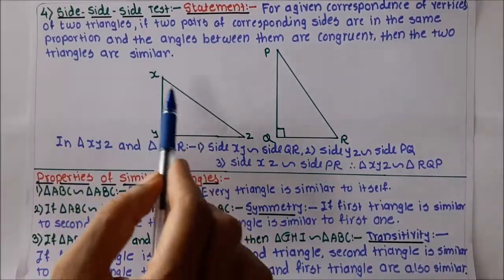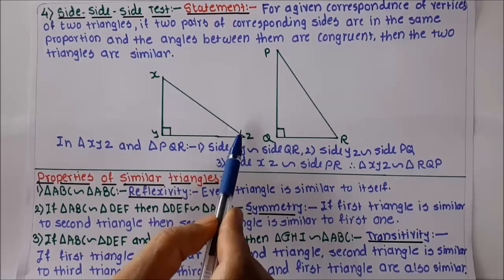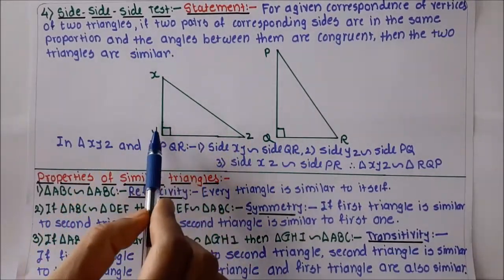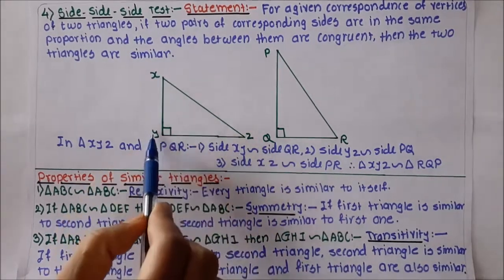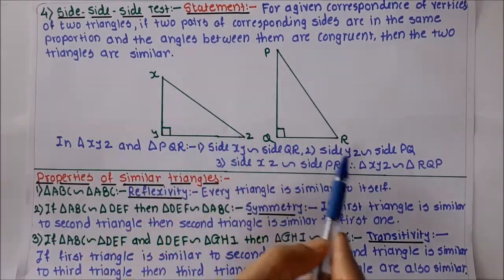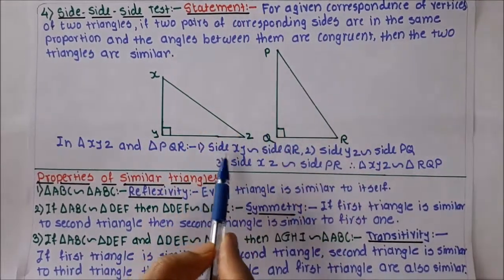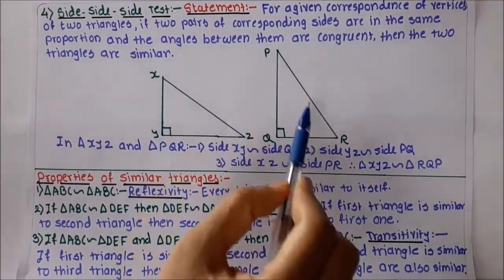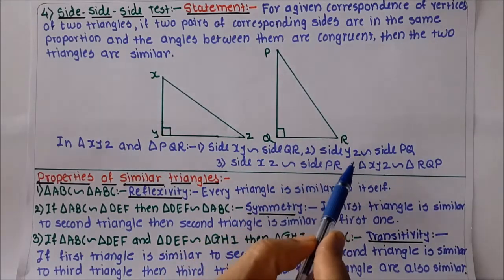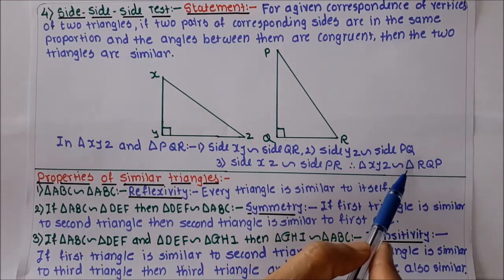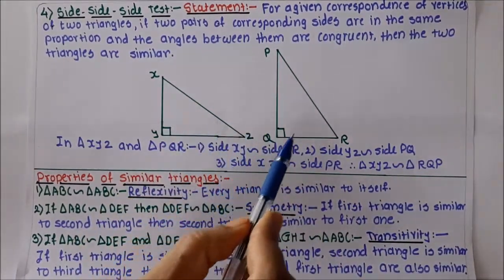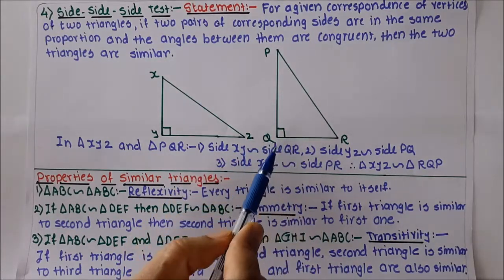Once again, I have drawn two triangles here, triangle XYZ and triangle PQR. You can see here, side XY corresponds to side QR, side YZ corresponds to side PQ, and side XZ corresponds to side PR. Because of this, I have written the similarity like that: triangle XYZ is similar to triangle RQP. I did this purposely, as you have to change the name of the triangle according to the correspondence.